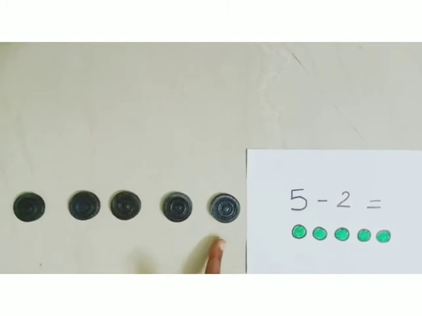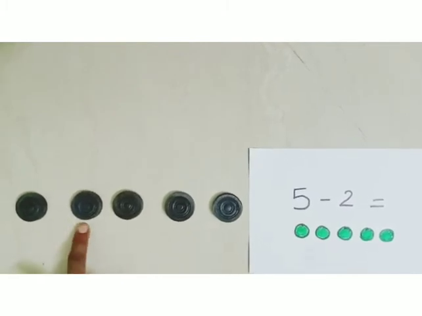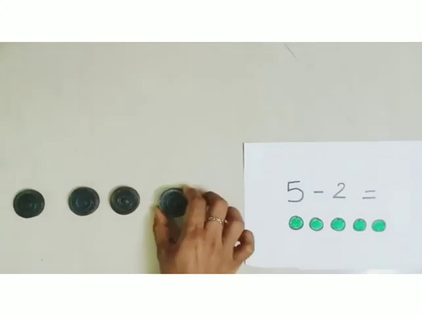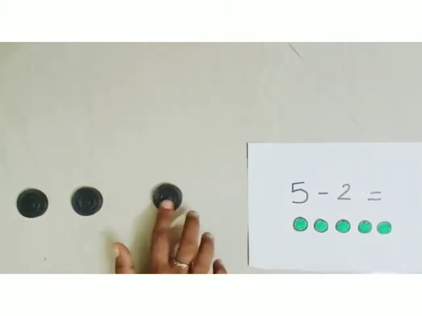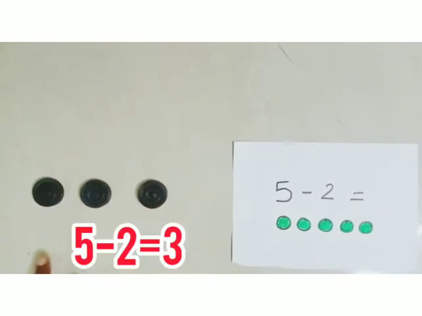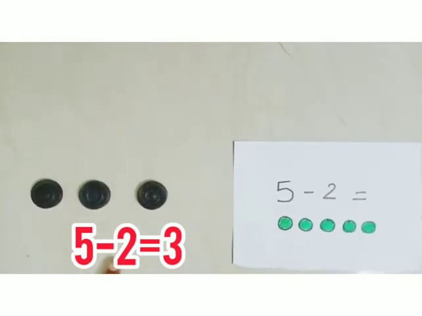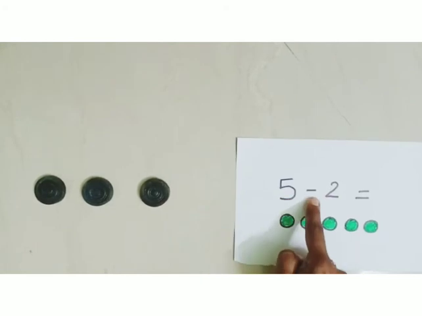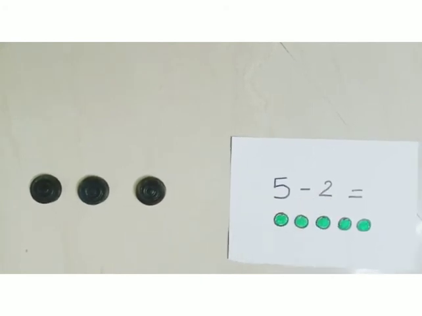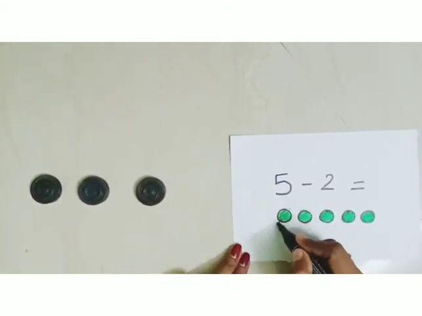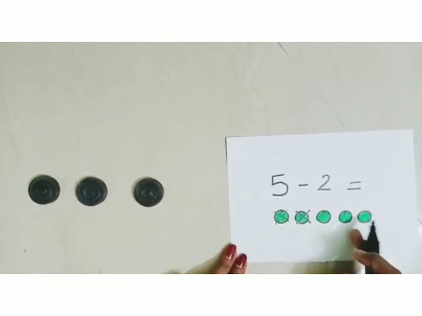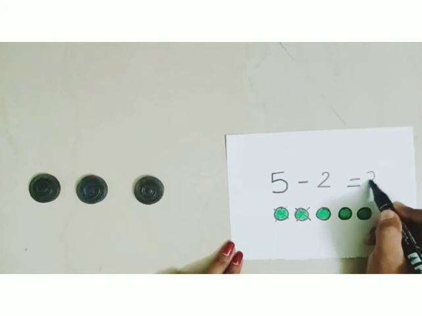Here are 5 coins. 1, 2, 3, 4, 5. Take away 2. How many are left over? 5 minus 2 equal to 3. 5 minus 2. Cut 2. Answer is 3.